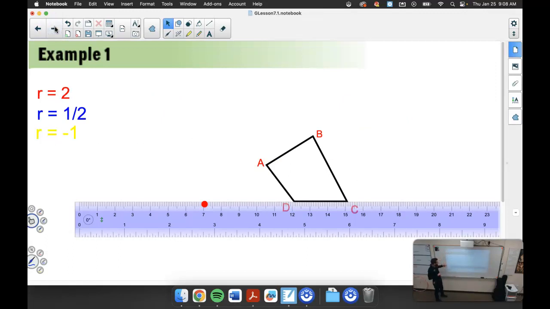So we've got this, and I have a ruler. We're going to dilate from this point. I just wanted to show you an example. I'm going to take this and do it with a scale factor of 2, and a scale factor of 1/2. That's what R represents. So, let me show you what this looks like.